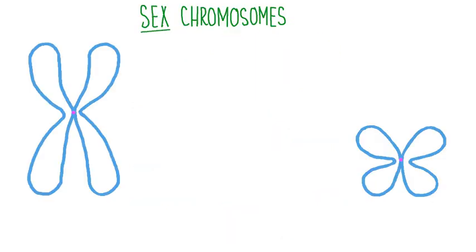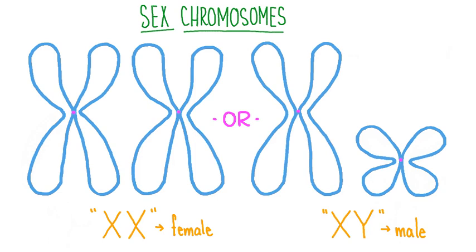Biological sex in humans is largely determined by the sex chromosomes. We call these chromosomes X and Y. Human chromosomes come in pairs, one inherited from each parent. If an individual inherits XX, they are likely to be biologically female. And if they inherit XY, they're likely to be biologically male. You can see in this drawing that the Y chromosome in humans is much smaller than the X.